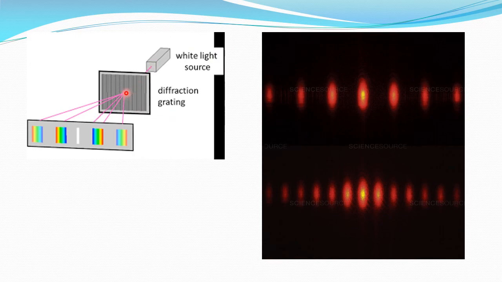A white light source will come through and our central maximum will just be white light. But then our other maxima, our other points of constructive interference, will actually be little spectra. We'll talk about that a little bit later on and talk about what type of questions you can be asked to do with that.